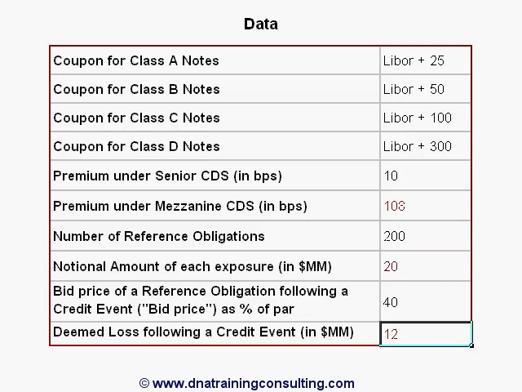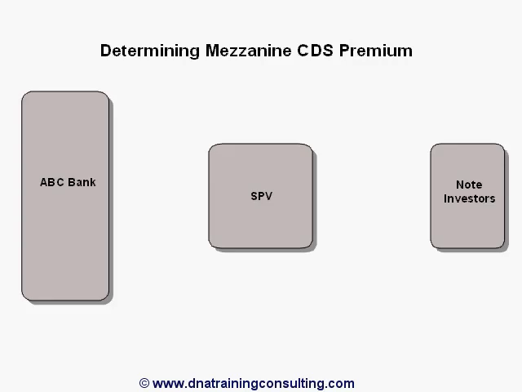Similarly, the $12 million deemed loss following a credit event is derived from the calculation $20 million notional amount of each exposure multiplied by 100 minus the recovery value, and so on. The premium of 108 basis points under the mezzanine CDS also derives from other items, but is a little more complicated to calculate.